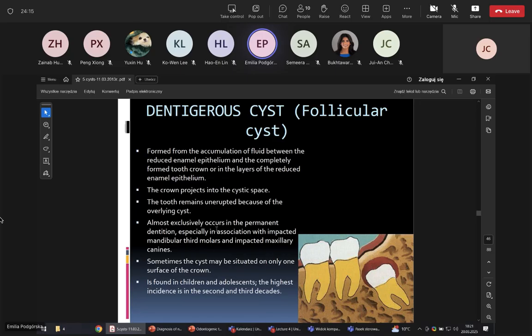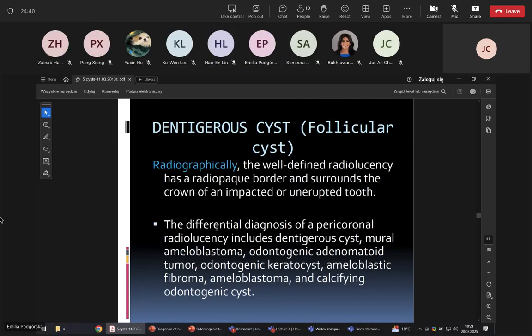It almost exclusively occurs in the permanent dentition, especially in association with impacted mandibular molars and impacted maxillary canines. Sometimes the cyst may be situated on only one surface of the crown. It's found in children and adolescents. The highest incidence is in the second and third decades. Radiographically, the well-defined radiolucency has a radiopaque border and surrounds the crown of an impacted or unerupted tooth.